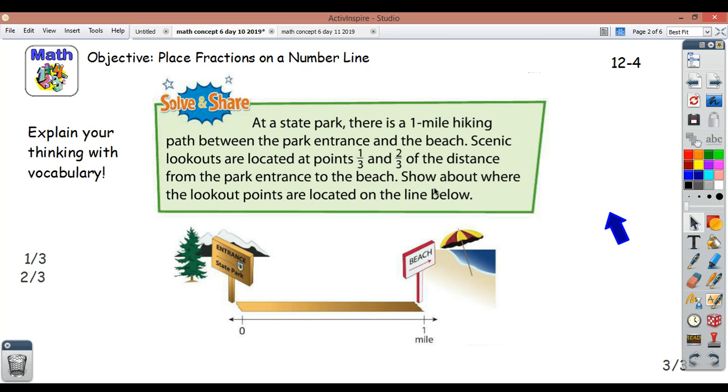Show about, about means it doesn't have to be exact, where the lookout points are located on the line below. So there's that line below, and I'm going to see, where am I going to put that 1/3? Where am I going to put that 2/3? All right, we'll come back to that in a little bit.